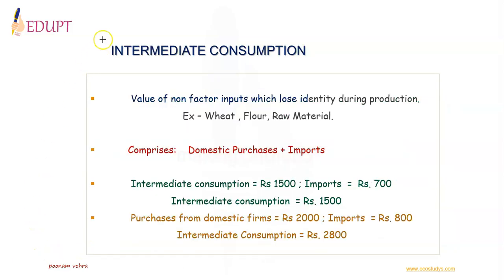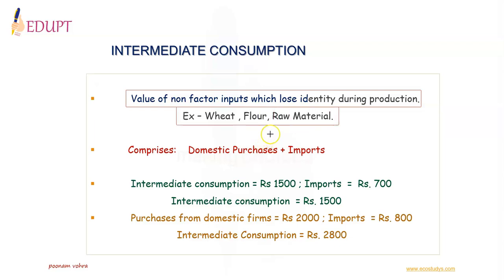Let us understand a little bit more about intermediate consumption. It is the value of non-factor inputs which lose identity during the production process. For example, wheat when converted into flour, or when converted into bread later on, or flour or raw material when converted into finished good. Now these non-factor inputs can be purchased from within the country or from outside the country. Hence, intermediate consumption comprises of domestic purchases and imports.